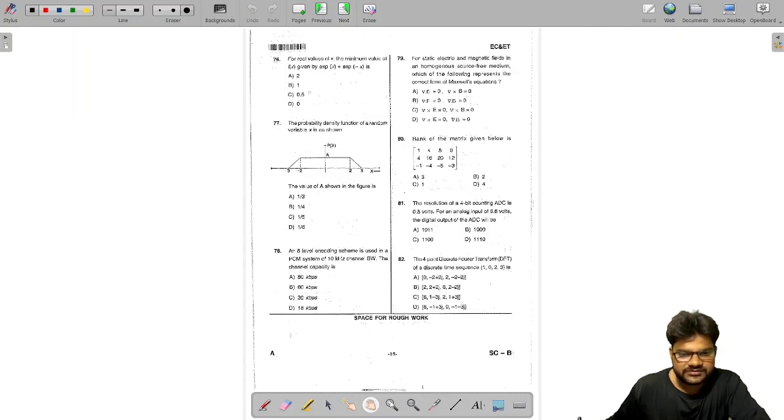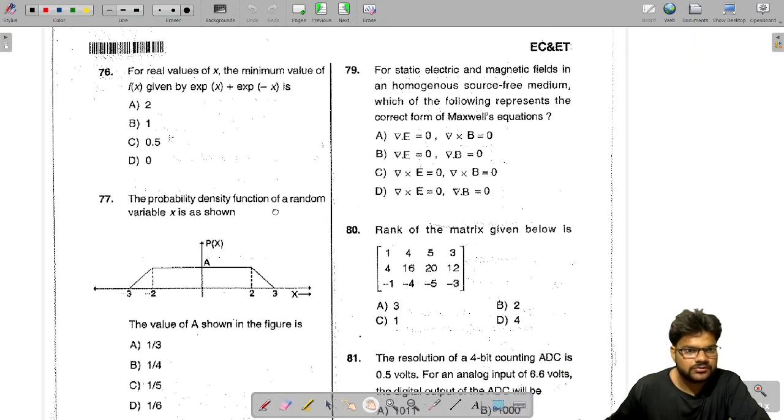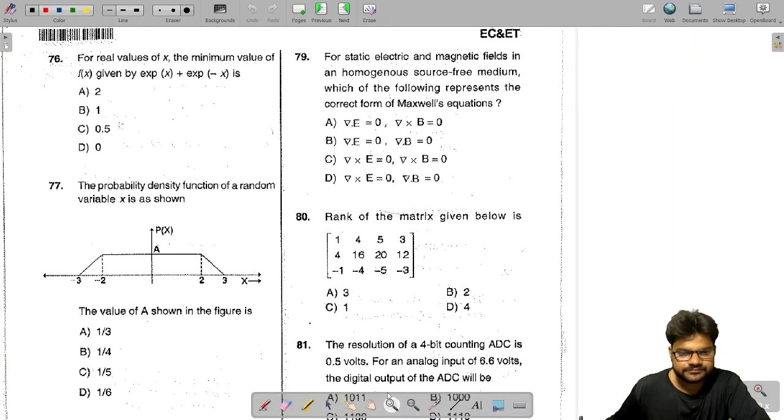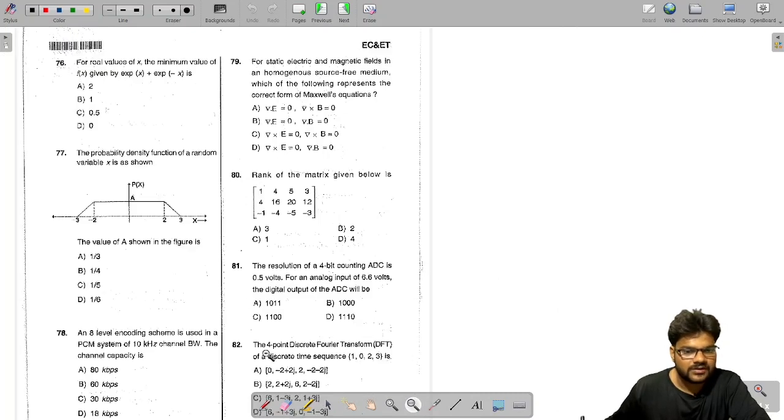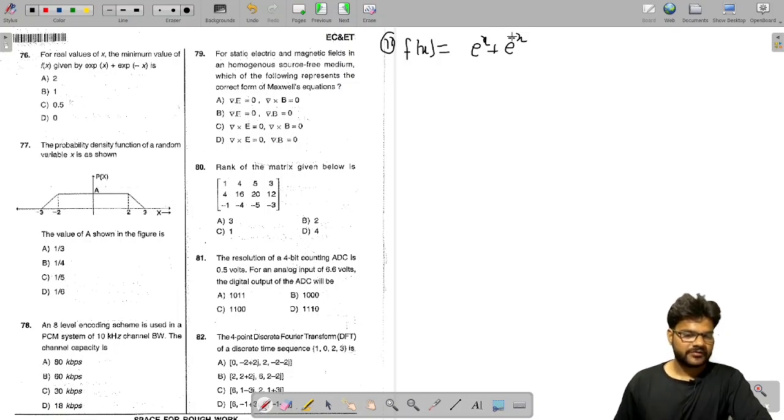Question number 76. Let us do the solution of question number 76. For a real value of x, so x is given as real, we need the minimum value of the function f(x). The function f(x) is e to the power x plus e to the power minus x. We have to find out the minimum value of this function.